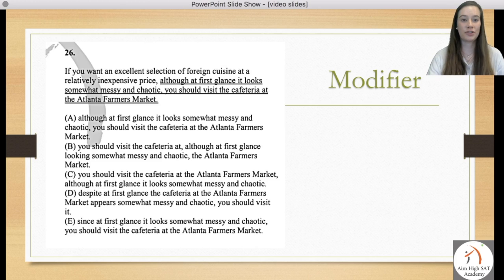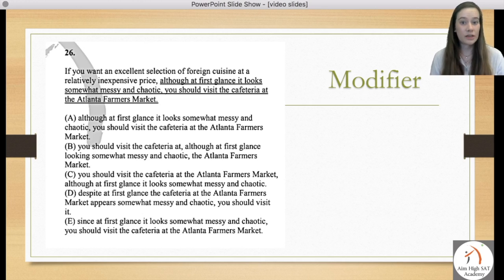Now let's read through this question. Questions like this ask you to look at the underlined portion and correct or improve that portion of the sentence. Let's read through it. If you want an excellent selection of foreign cuisine at a relatively inexpensive price, although at first glance it looks somewhat messy and chaotic, you should visit the cafeteria at the Atlanta Farmers Market.